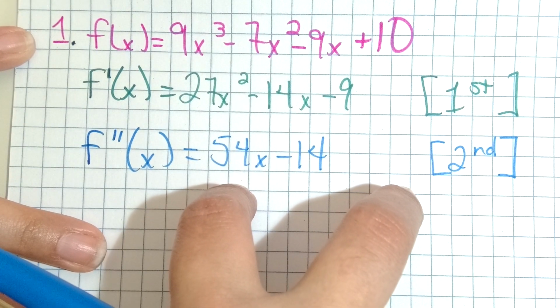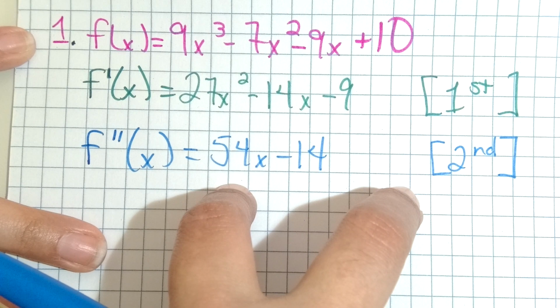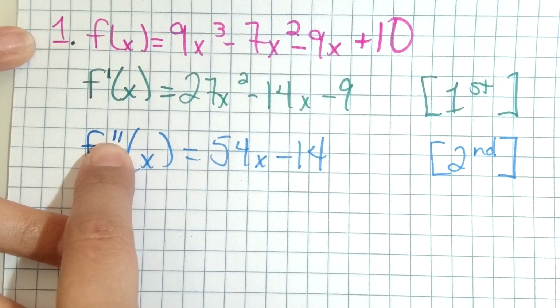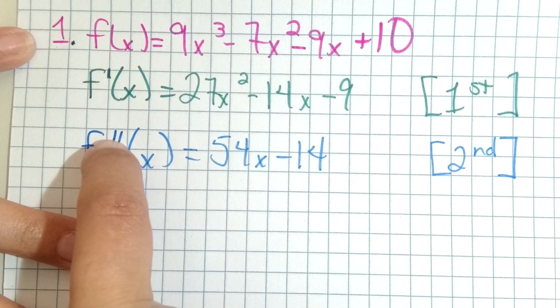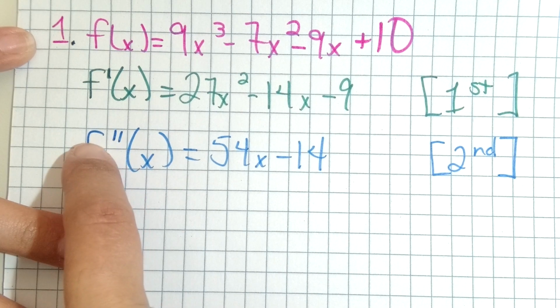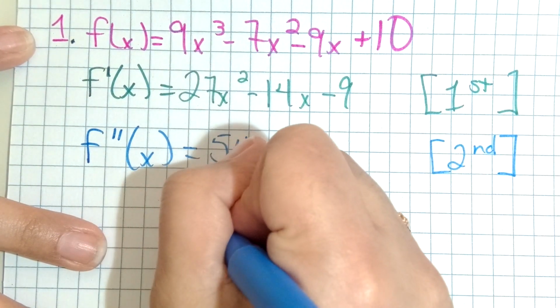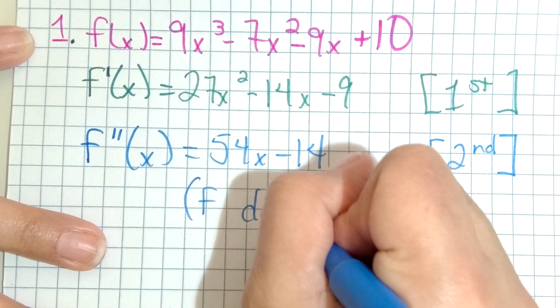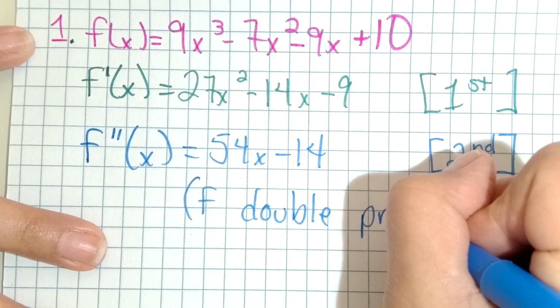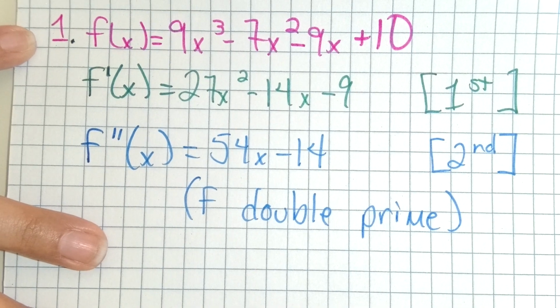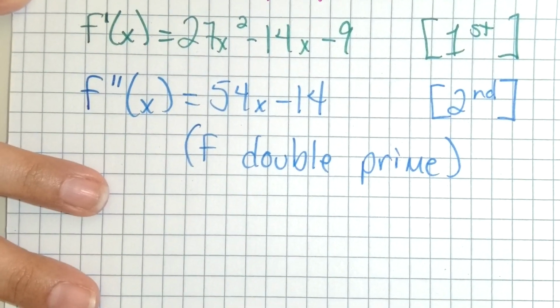Yeah. What are those quotation marks called? That's not quotation marks. They're like apostrophes, and it's kind of like prime. So we'd say f double prime, or we can say the second derivative of f. Okay? Good question.